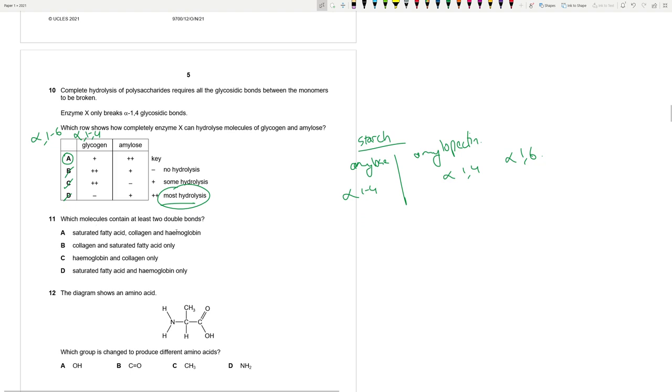Which molecules contain at least two double bonds? Okay, we need at least two double bonds. Saturated fatty acids. Saturated don't have double bonds. They're talking about the fatty acid part, so saturated does not have it. Oh, at least two. Okay, so let's think about this. Which one's the best answer?